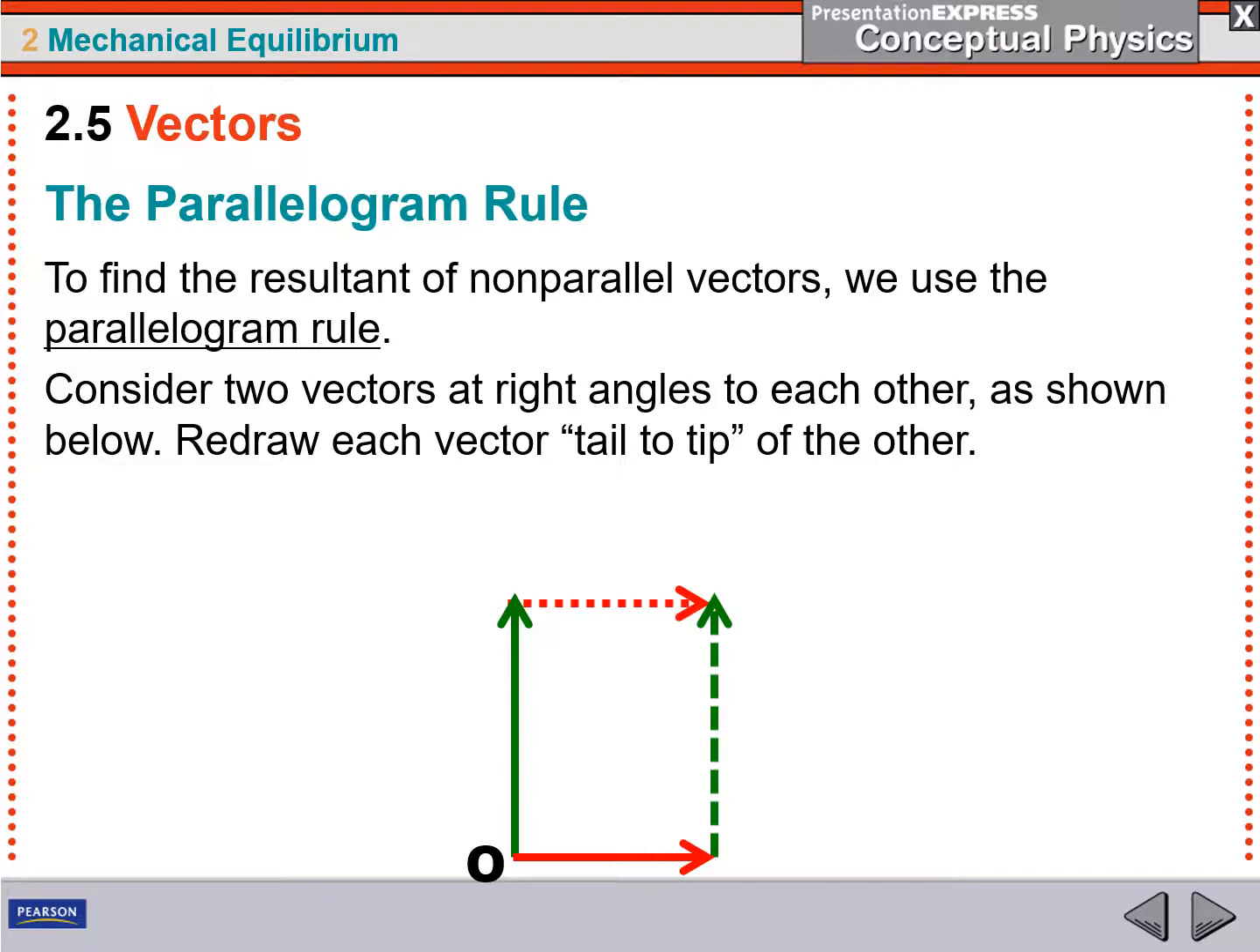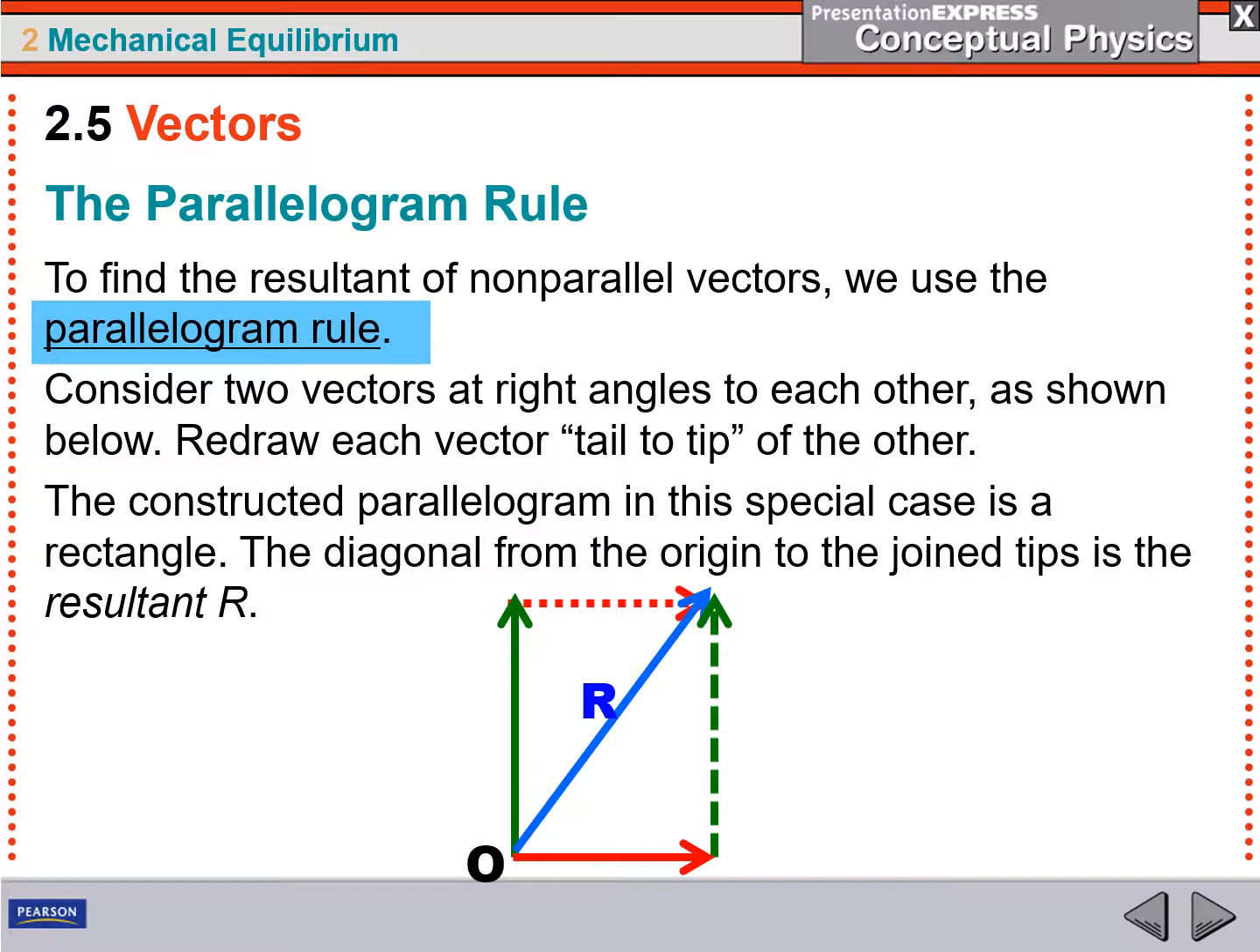Basically the resultant goes from the place labeled O here for origin, where the two vectors were drawn together to begin with, and you draw the resultant to where the two tips are now touching. So there will be a diagonal like this. The blue line shown on the screen is called the resultant, and it's often labeled with a capital R.